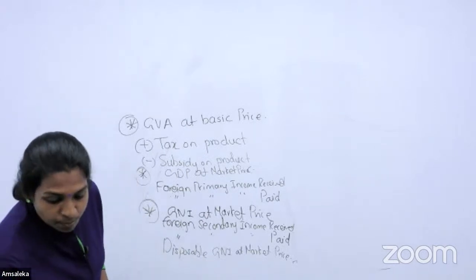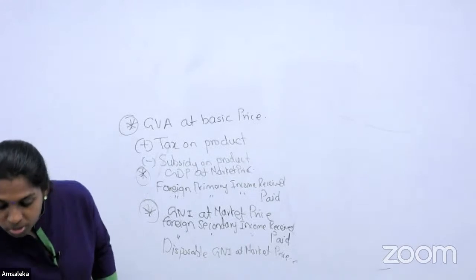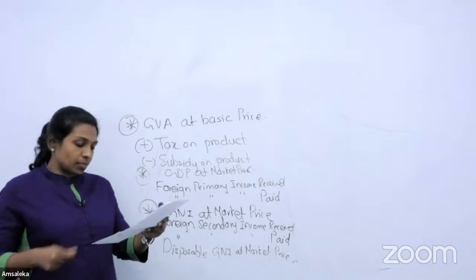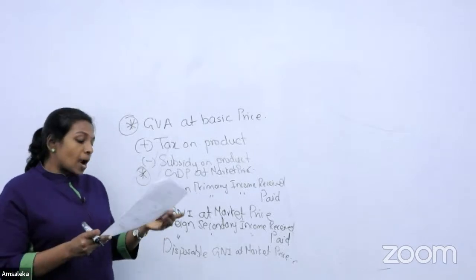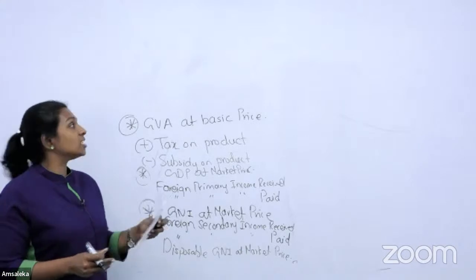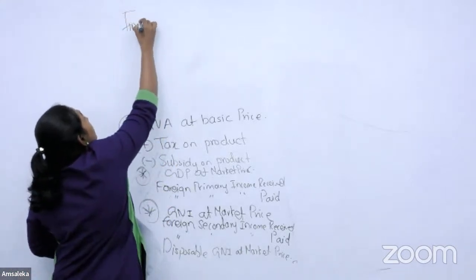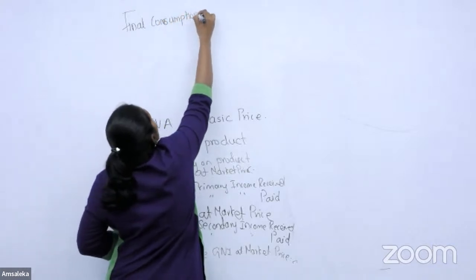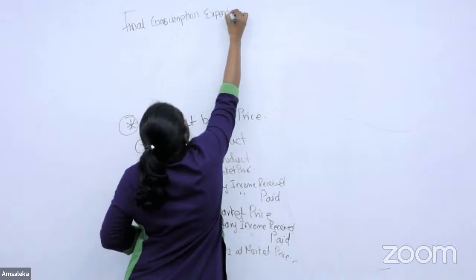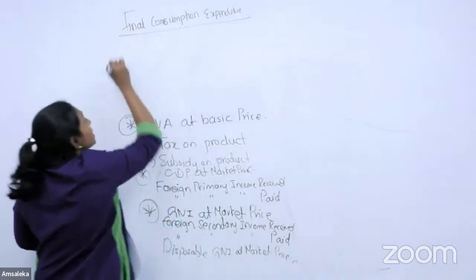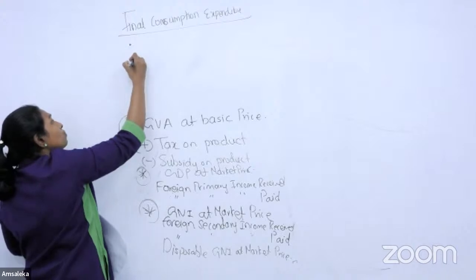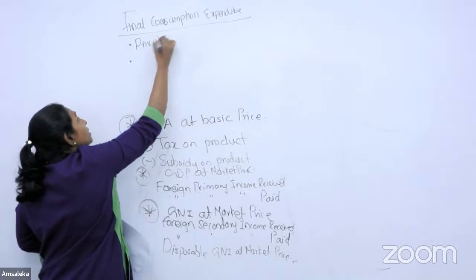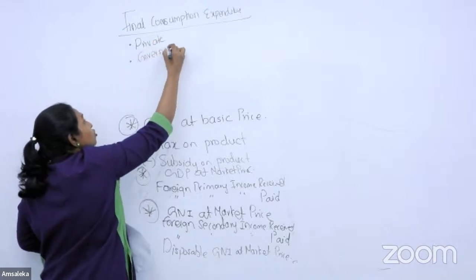Right. Now, expenditure approach. The word expenditure is given. First one, private consumption expenditure. The heading is, first comes the final consumption expenditure. From the final consumption expenditure, two things are included. One is private, and another is the government consumption expenditure.